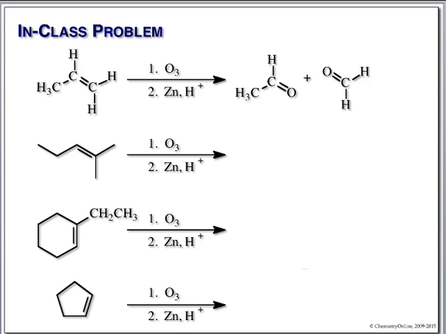And our next one, we have two methyl groups here, right? So when we split this, this guy is going to be a ketone. This has a hydrogen, so it will be an aldehyde. We simply split, and that's our pair.